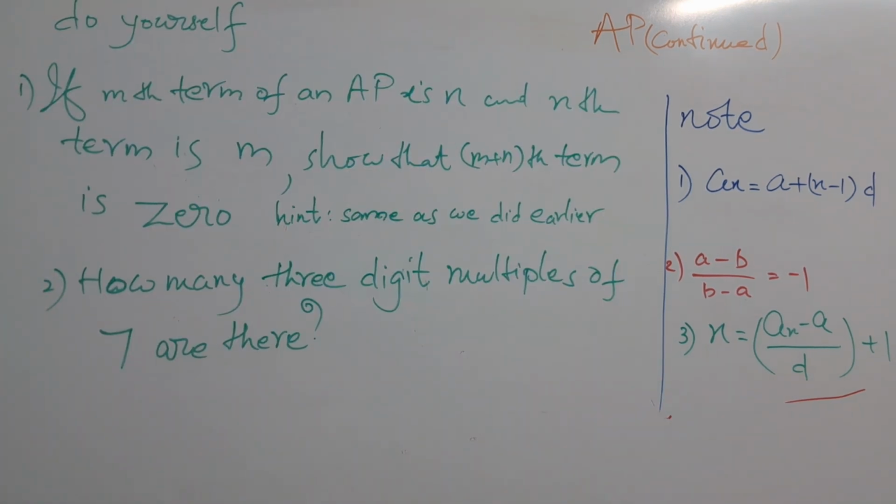Now we have two questions for you. The first one is very similar to the question we have worked out, with pth term and qth term instead of mth and nth term in the question. The second one is also similar to the second question we have done. In that question, it was the multiple of 13. This question is multiple of 7. Do it yourself. All the best.